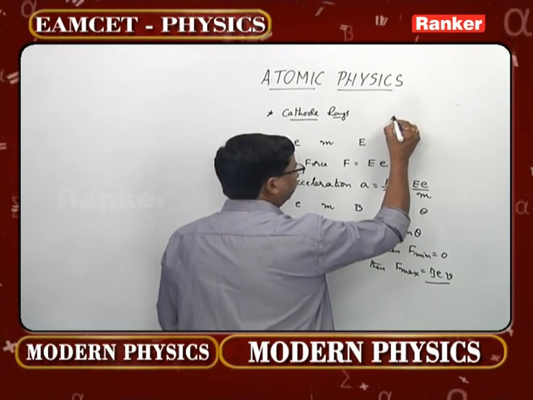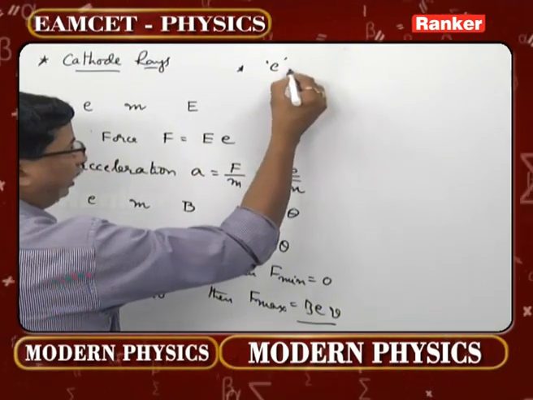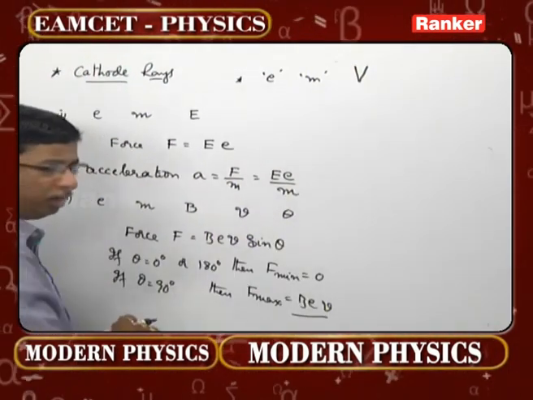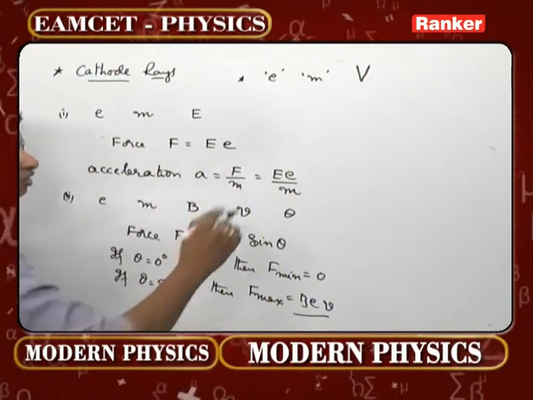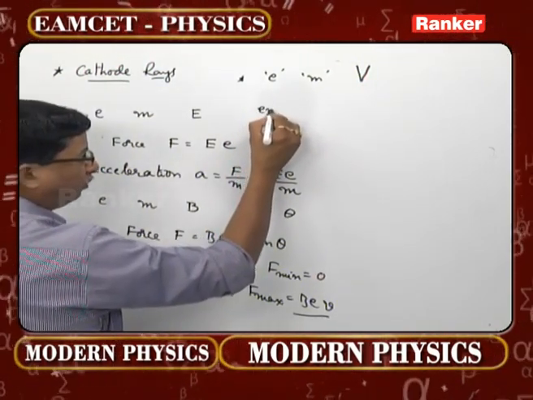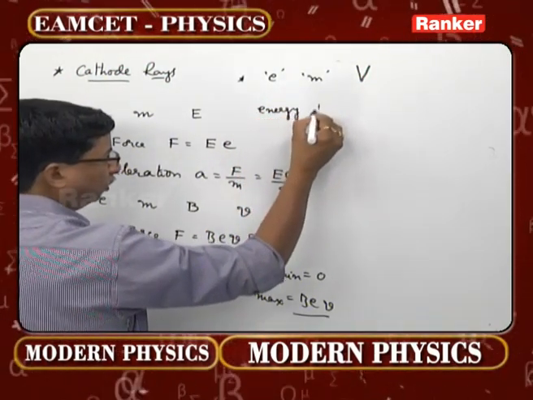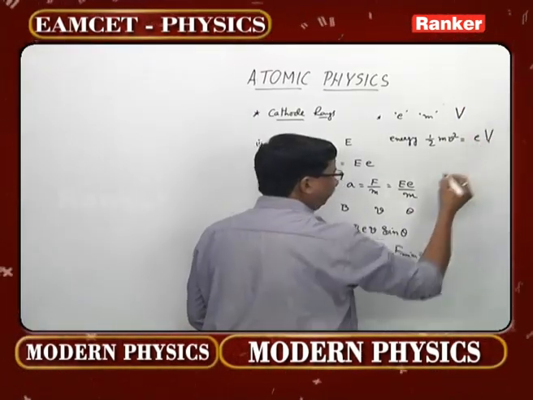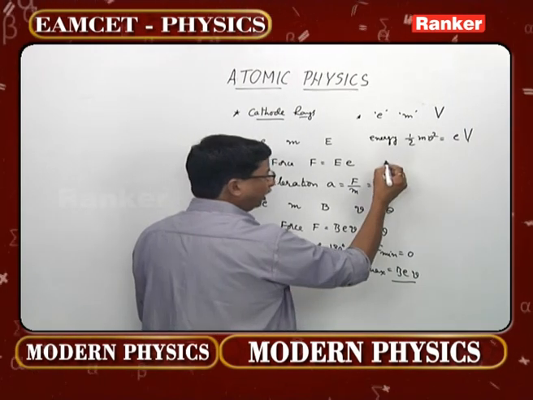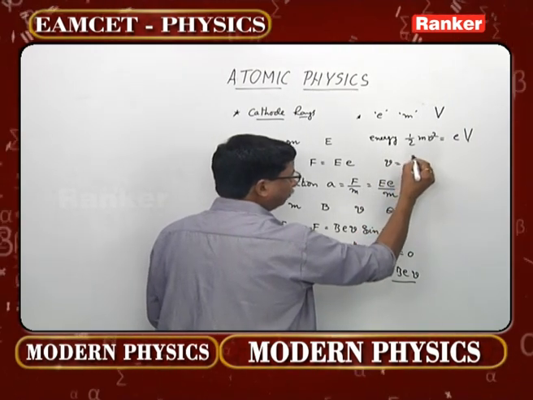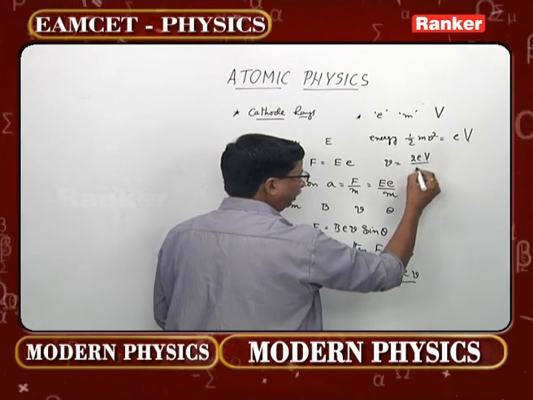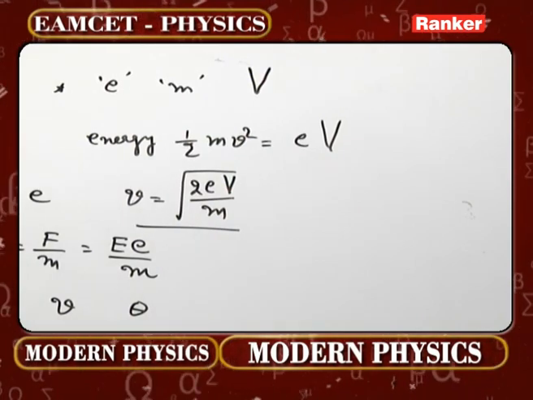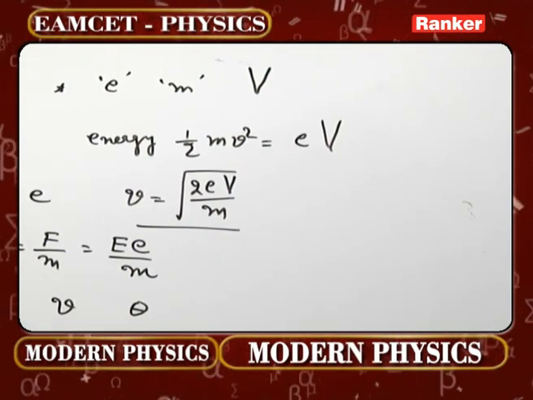Coming to the third one, when an electron of charge e, mass m, is entering into an external field of potential difference V, then the energy gained by this electron in the form of kinetic energy is equal to eV joule. From this one, you can write the velocity with which the electron is entering into the field, that is the square root of 2eV by m. This is another formula which one has to remember.